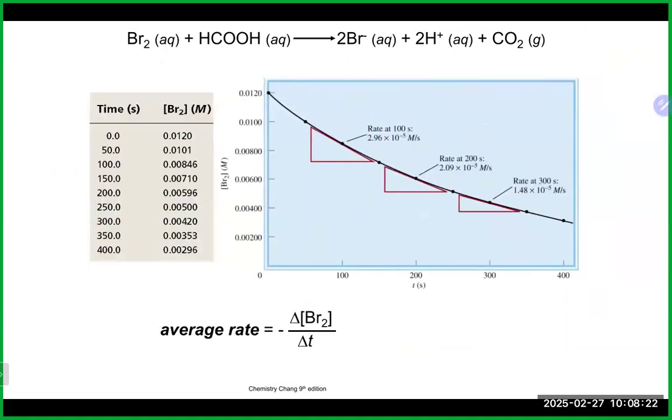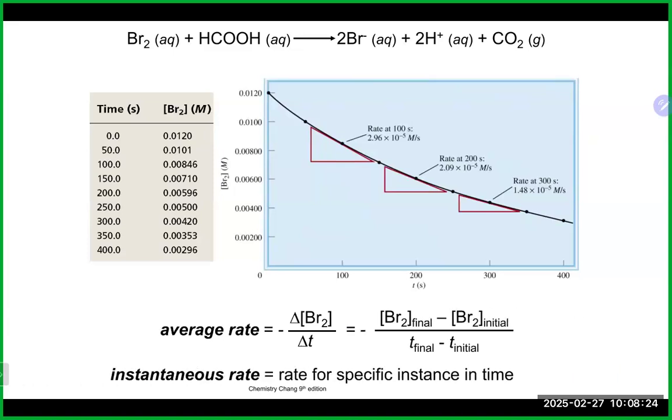So here again is a graph of this, say, reaction. And what we see here is the concentration of Br2 is decreasing with time, like we would expect in this reaction, again, because Br2 is a reactant. When we talk about rates, there's really two types of rates that we sometimes refer to.